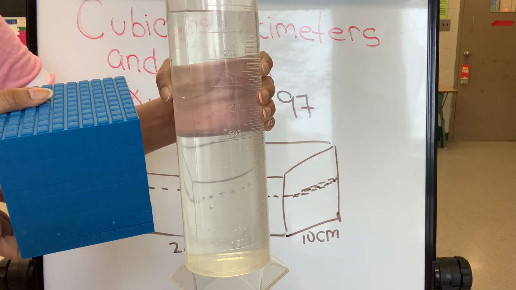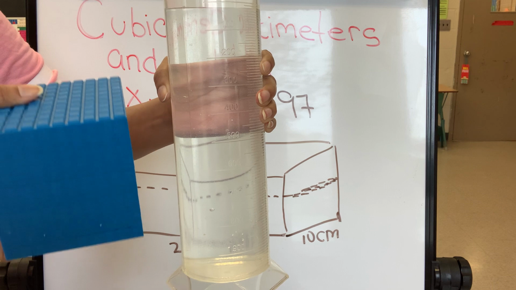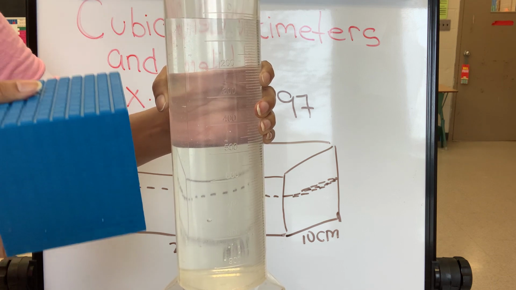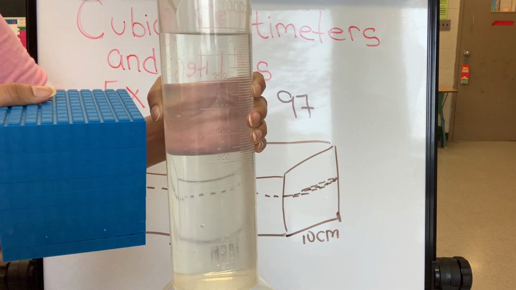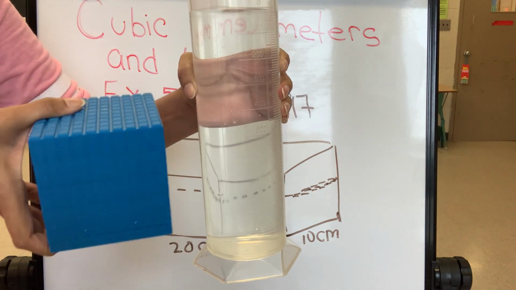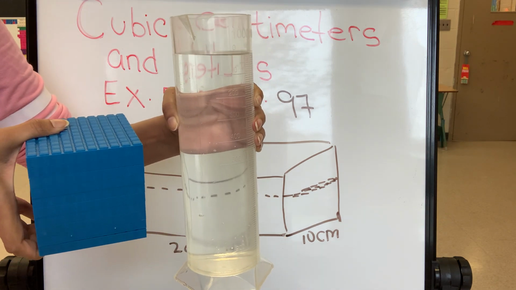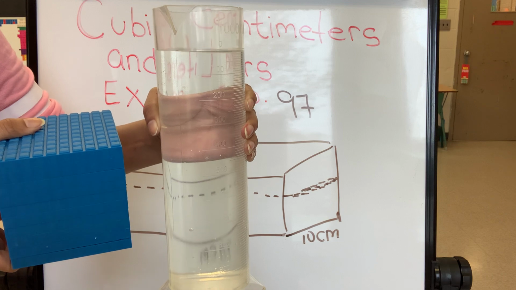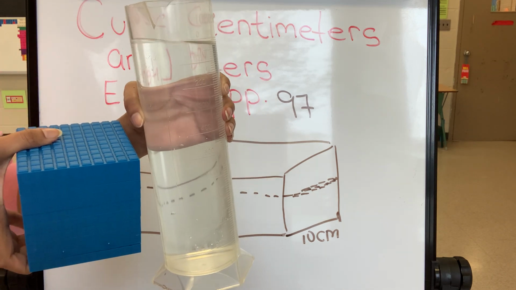Okay, isn't that crazy? So the volume of the cube is the same as 1 liter. 1 liter is 1,000 cubic centimeters. Isn't that crazy? 1 liter of water is equal to this cube. They both have the same volume. Can you believe that? That's crazy, right? So that's what the lesson is about. That's what you're going to look at.